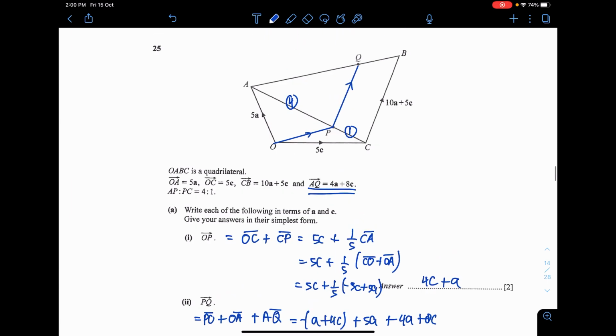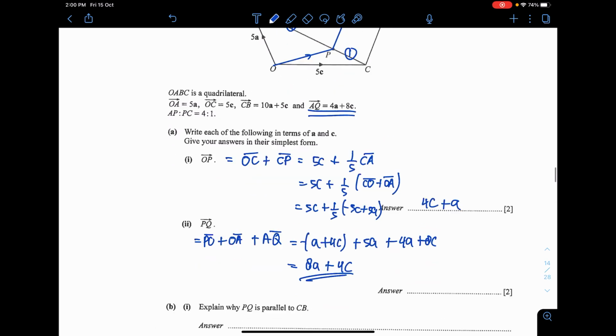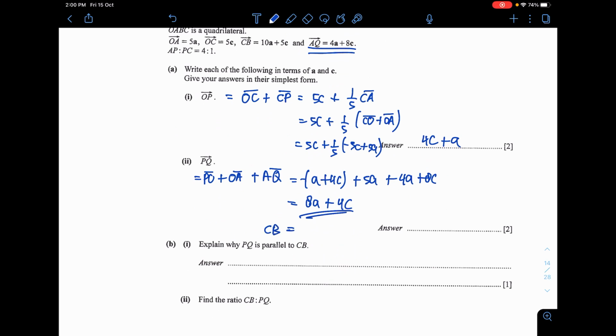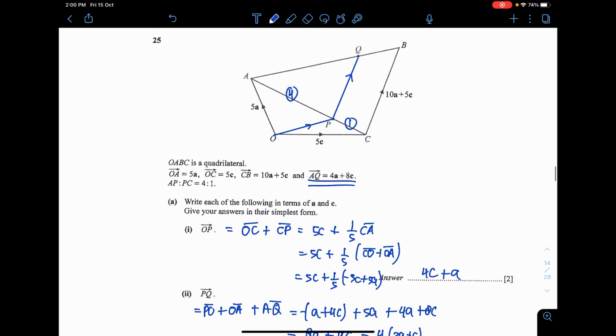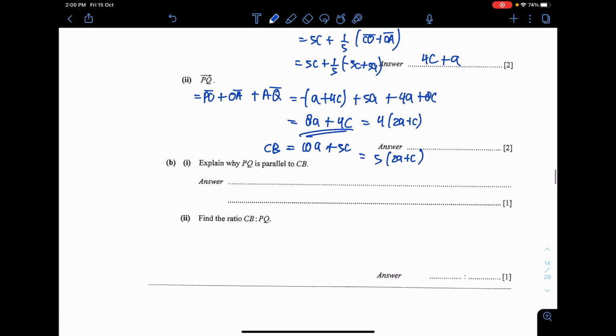Next, explain why PQ and CB are parallel. Okay, PQ is this, and then CB is 10A plus 5C. Now, both of them can be factorized. If I factorize 4, then I get 2A plus C. This one, I factorize the 5, I get 2A plus C. And that's why they are actually parallel. In any case, find out the ratio of CB to PQ. Well, we can see here that both of them have the same vector, and the constant outside is actually 4 and 5. So, the ratio of CB to PQ is just 5 to 4.